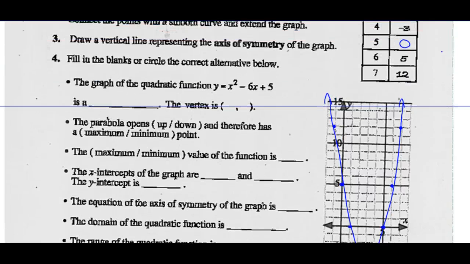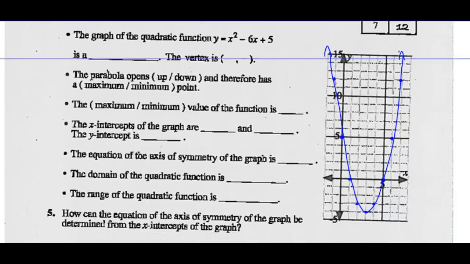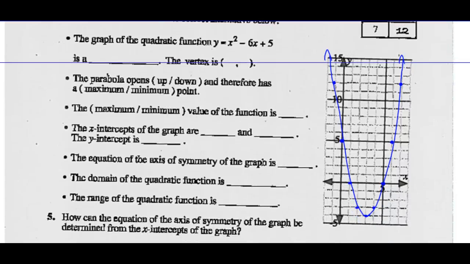Draw a vertical line representing the axis of symmetry. So let's do that. A vertical line which will cut this graph exactly in half. So it's got to go through the vertex to cut it exactly in half. And it's going to be this line right there. That's a vertical line. The equation for all vertical lines is x equals. And every point on that line has x equals 3. So the equation of that axis of symmetry is x equals 3.